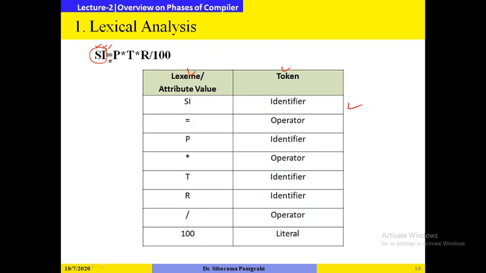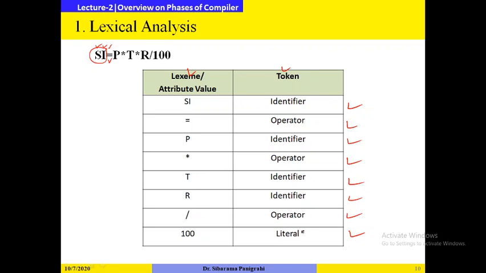Then it will again scan another character, equal to. So equal to is an operator. P is an identifier. Star is an operator. T is an identifier. R is an identifier. Division is an operator. Then 100 is a literal or constant. So I hope all of you have understood lexical analysis.